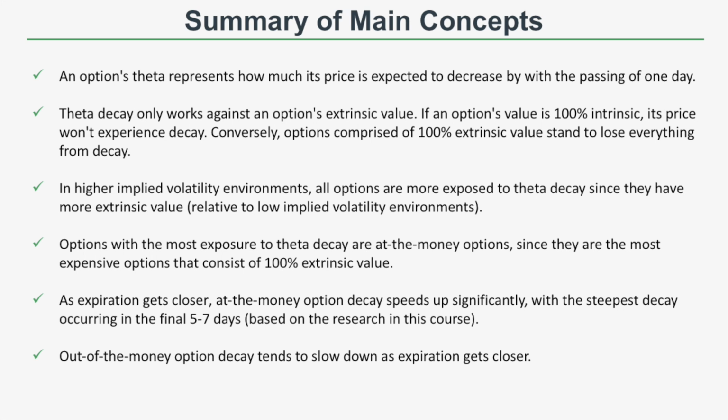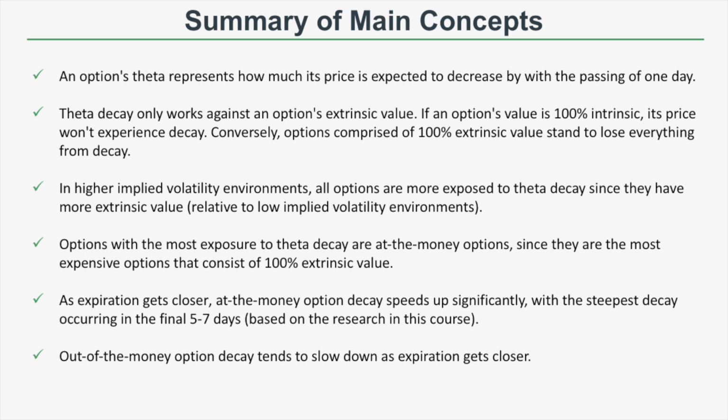Now, when options are more expensive, everything else being equal, that means that implied volatility is higher. And in higher implied volatility environments, all options are more exposed to theta decay since they have more extrinsic value relative to low implied volatility environments. Now, the options with the most exposure to theta decay are at the money options since they are the most expensive options that consist of 100% extrinsic value. Now, as expiration gets closer, at the money option decay speeds up significantly, with the steepest decay occurring in the final 5 to 7 days. Now, that's based on the research that we just did.